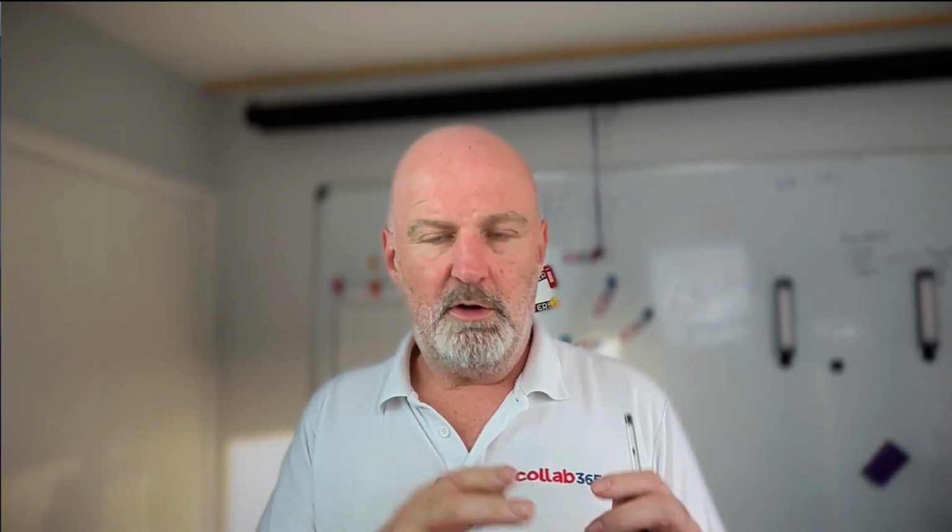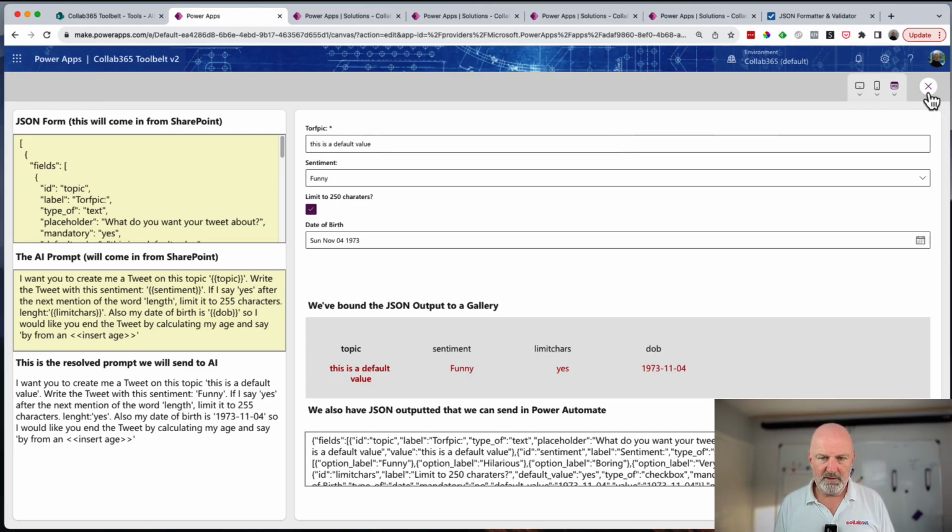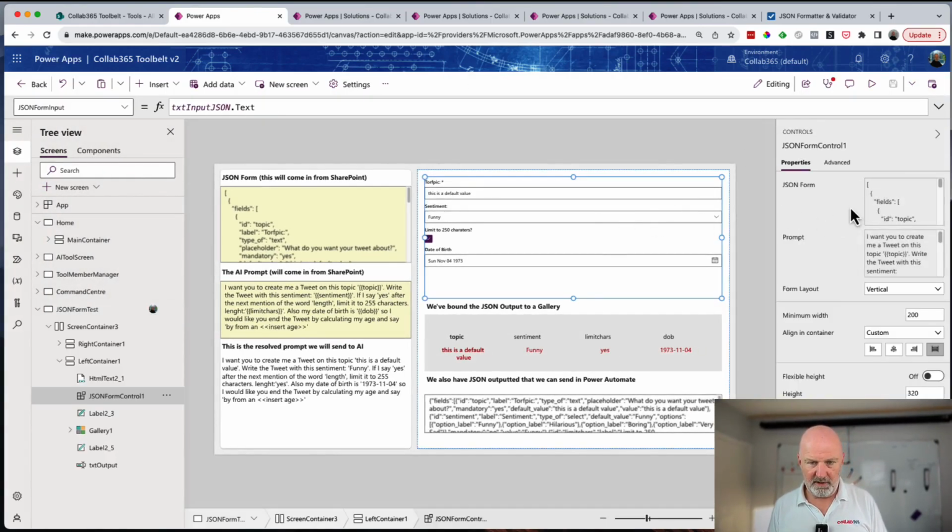What I want you to be able to do in the Collab365 Toolbelt is have one screen that deals with all of the tools, but has a dynamically changing form based on what we pass in. So let me just show you what I built. This control here, let's just close this down and show you the power-ups design view.